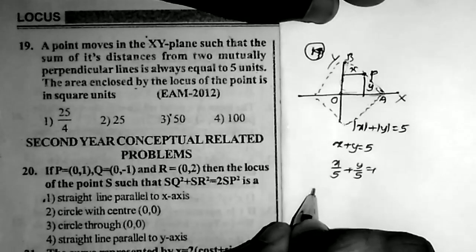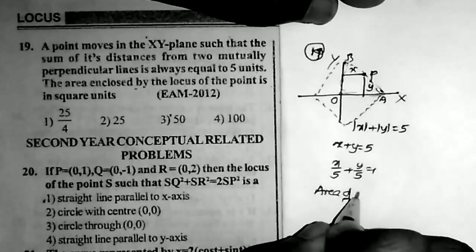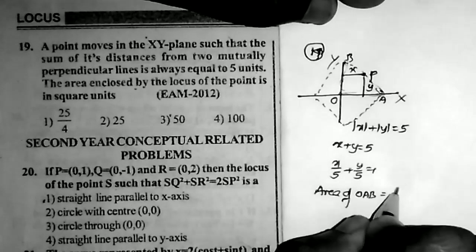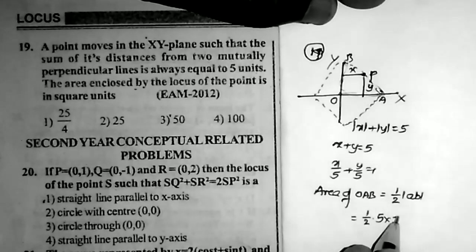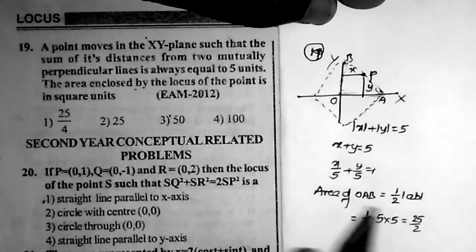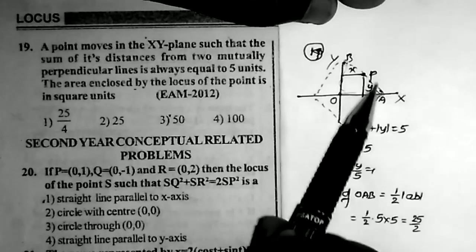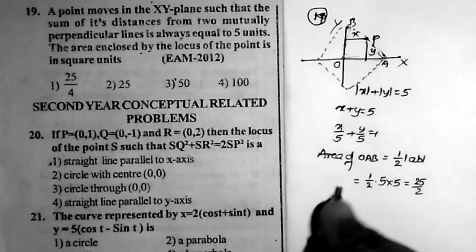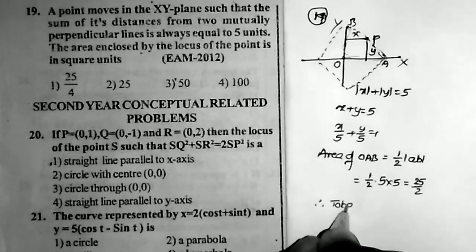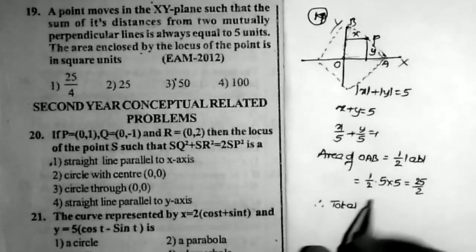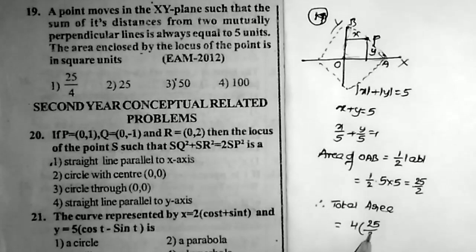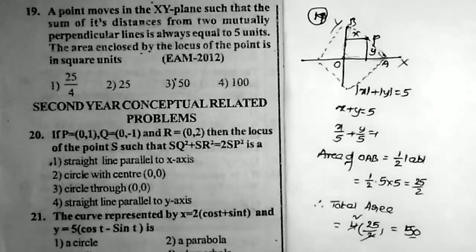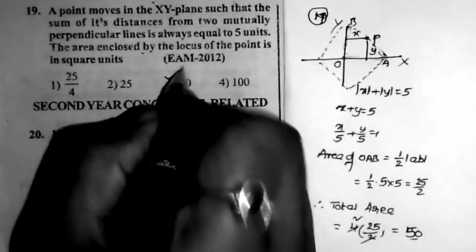Area of OAB is equal to only the formula half mod AB. Half mod AB is equal to half into 5 into 5, that is 25 by 2. So this is the area of the triangle formed by this part only. But here we have 4 parts of this type, so this is only the area of the one part, but we want the total area. Total area is equal to 4 into 25 by 2. Since here we have 4 such parts, the answer is equal to 50. That's all. That is the answer. That is the third option.